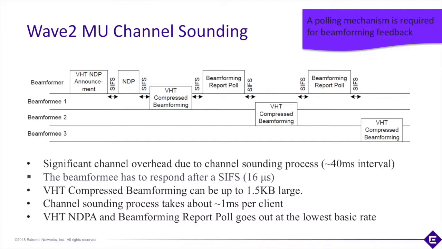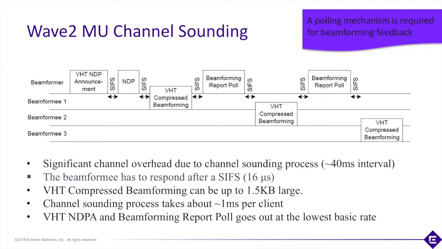There's some significant changes here versus transmit beamforming. With transmit beamforming, we only did channel sounding once every 300 to 400 milliseconds. With multi-user MIMO, we actually do it every 40 milliseconds, approximately. So you're talking about a lot more overhead. It's a very chatty technology. It is having to constantly sound and see where the devices are.